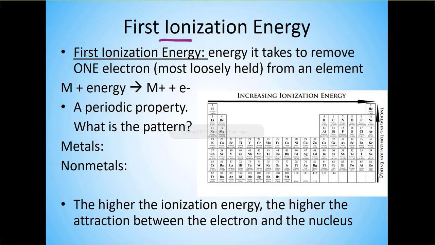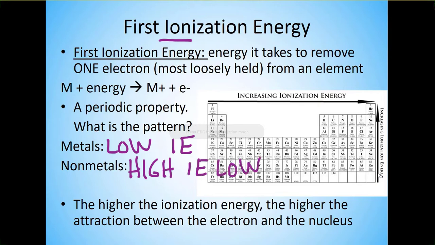And most of the time, this happens with metals. So metals have a very low amount of ionization energy. Nonmetals have a high amount of ionization energy. So again, low over here with metals and high over here with our nonmetals. So this is the trend. As I go towards those nonmetals, this is an increasing in the ionization energy, and as I go up, there's an increasing in ionization energy. The higher the ionization energy, the higher the attraction between the electron and the nucleus.